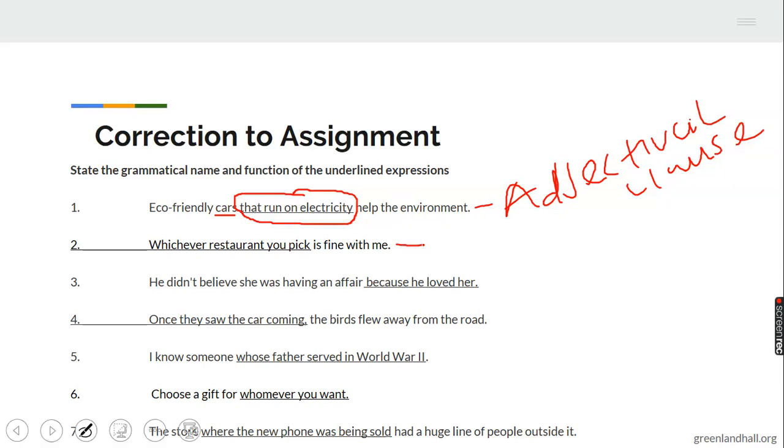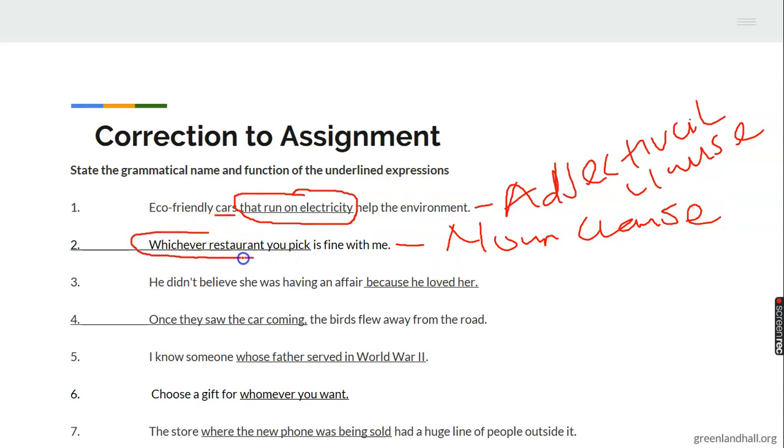Second one, whichever restaurant you pick is fine by me. This is coming as the first element in the sentence, and it's coming before a verb. Definitely, it's a noun clause. Why? I told you all noun clauses are replaceable with a noun or a pronoun. I can say, Dimeji is fine by me. Okpa is fine by me. He is fine by me. The pronouns and the nouns have replaced this expression. So that is one indication that you are dealing with the noun clause.